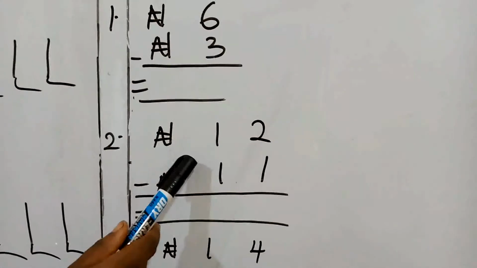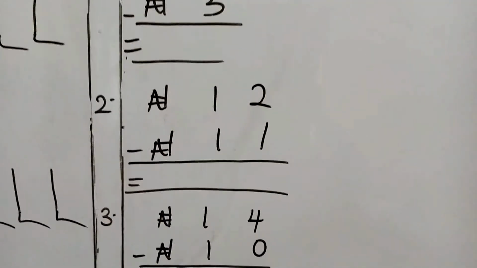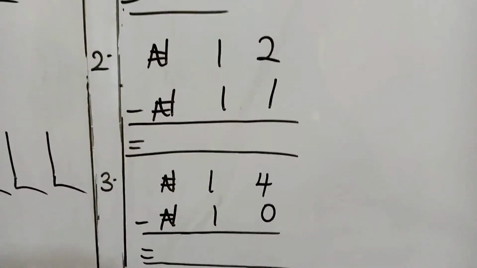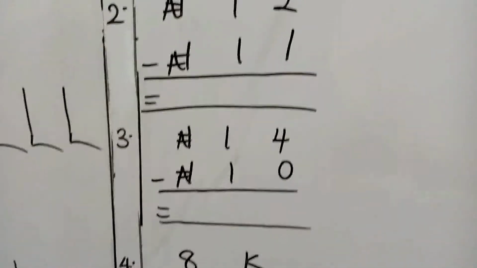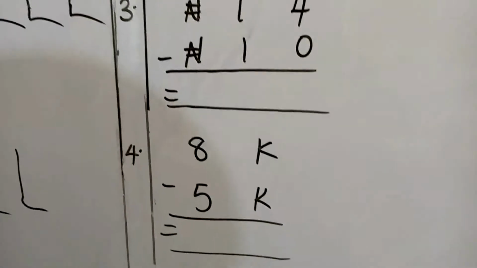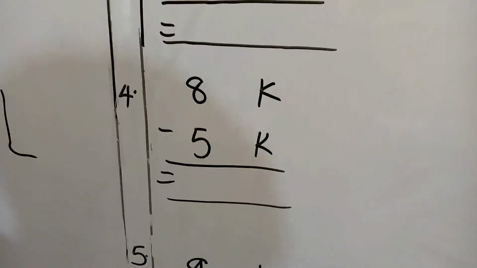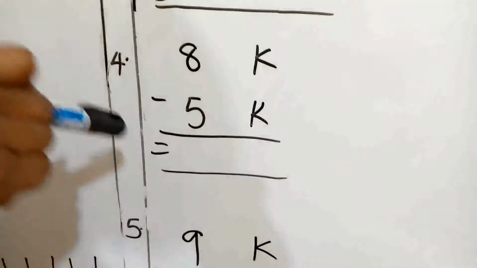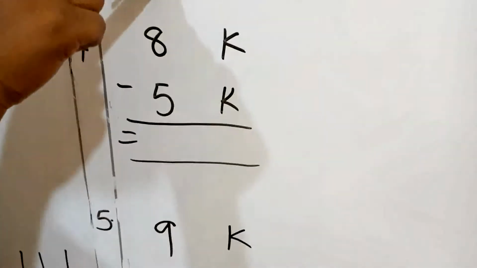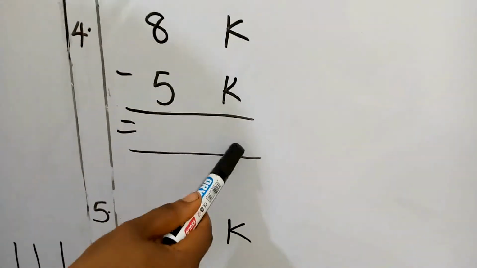11 naira from 12 naira. And here you take away 10 naira from 14 naira. And number 4, you take away 5 kobo from 8 kobo. Remember, when you are taking away, bring down your symbol. If it is naira, you bring naira down here. If it is kobo, you bring it down here.